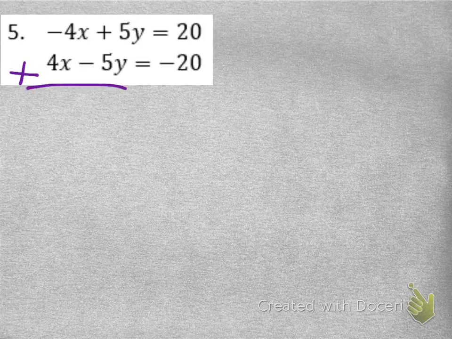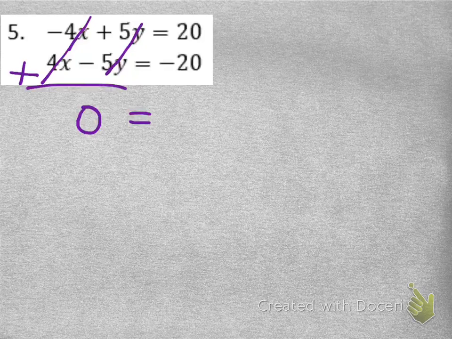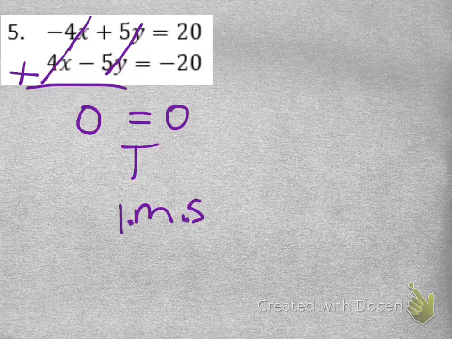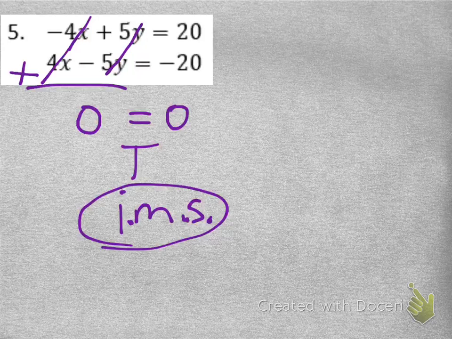These already have opposite coefficients on the x, so we're ready to add them together. Negative 4x plus positive 4x is 0, it's eliminated. Positive 5y plus negative 5y is 0, it's eliminated. If everything is eliminated on a side, write down the 0. On the right side, 20 plus negative 20 is 0. 0 equals 0, that's true. So these are coinciding lines. Our answer is infinitely many solutions. All the points on one are on the other.